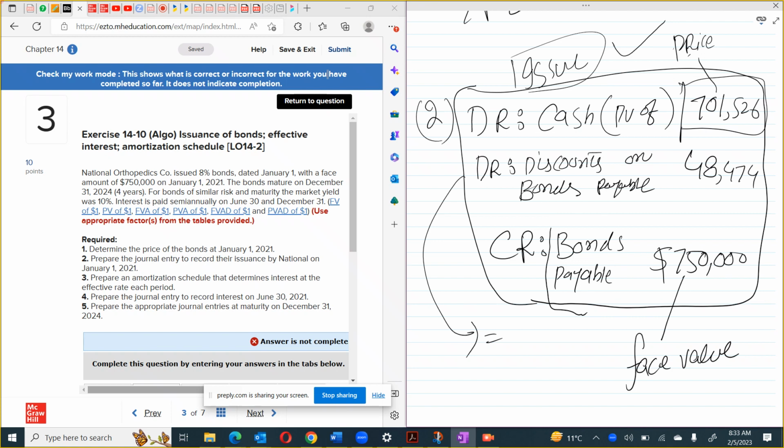So I will calculate the next one: 723405 times 5%. It is 36170. The next one, 729575 times 5%, is 36479. Now next is 736054 times 5%. It is 36803.